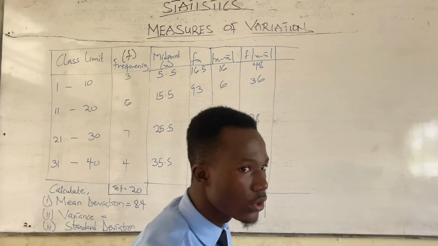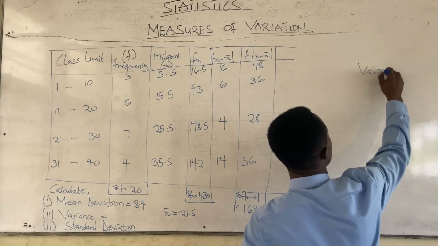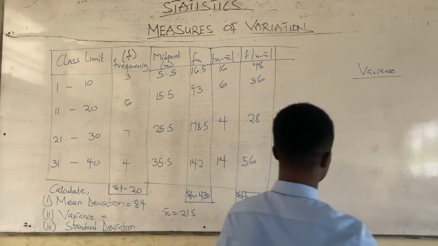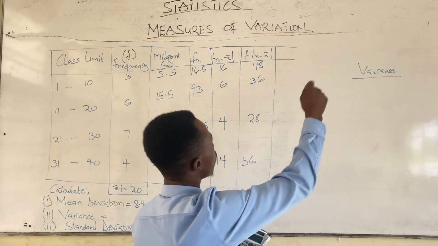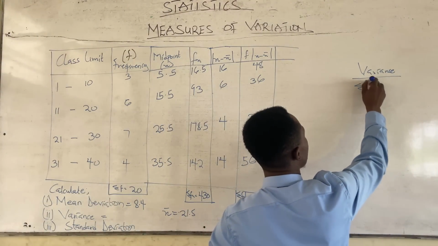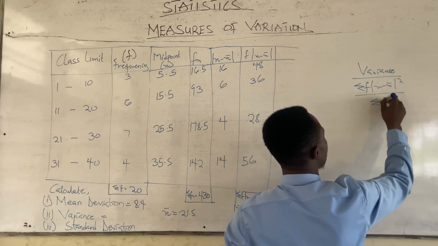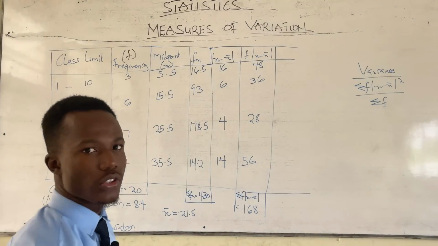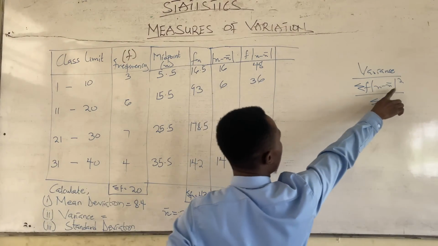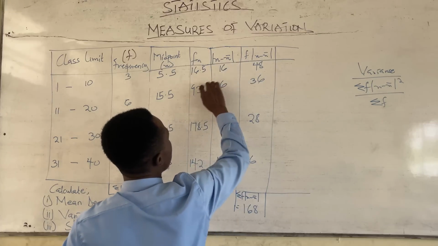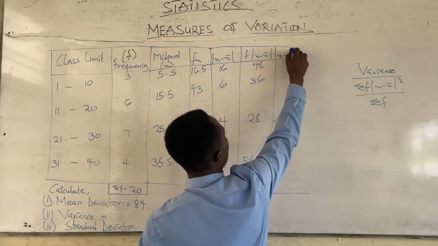For variance, it's just the same formula as for mean deviation, but right now we square the deviation. So summation f times x minus x bar, squared, divided by summation f. For mean deviation, we used the formula without squaring. Now we are squaring the deviation. You have the deviation here, but it is not squared, so you have to square it: x minus x bar.